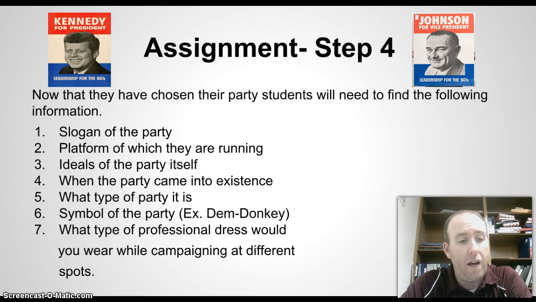And then number 7, I want you to dress professionally. I want you to address your commercial to a specific place. So for instance, if your commercial is going to be run in very rural areas, then I want you to dress appropriately. You know, maybe blue jeans, a button-up shirt tucked in. If you're addressing your commercial to a more urban base, then maybe wearing some sort of suit or suit coat and tie would be appropriate as well.